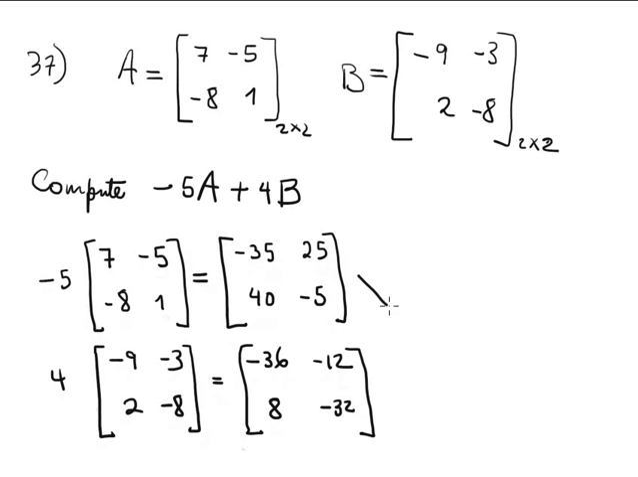Okay, now finally the summation of both, very well matching because it's a 2 by 2 matrix. So when you combine, you have negative 35 and negative 36 is negative 71. 25 and negative 12 is positive 13. 40 plus 8 is 48. And negative 5 and negative 32 is negative 37. And this is the answer.